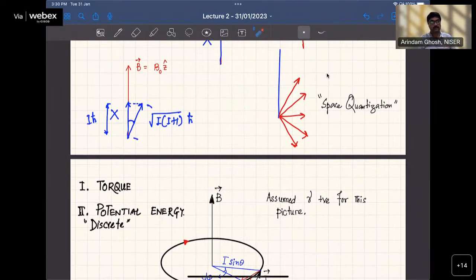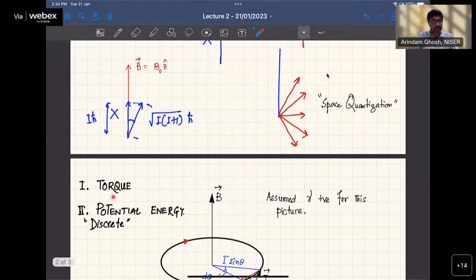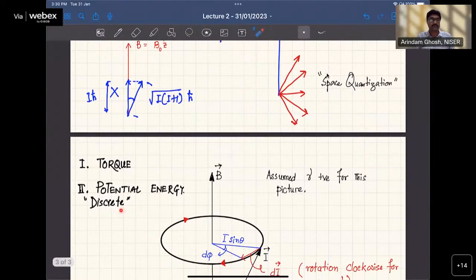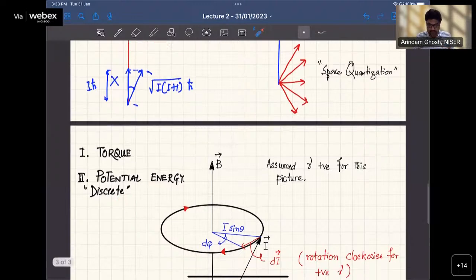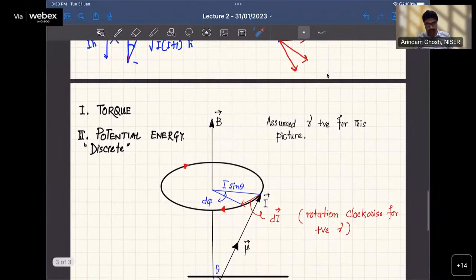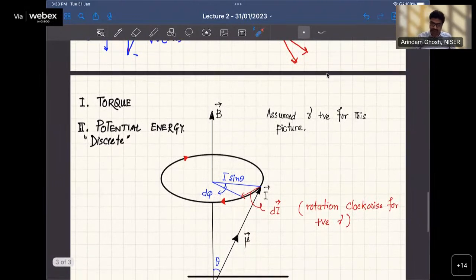This torque is going to give us a very important thing called Larmor precession, which we'll be learning now. It is very important in NMR. And this potential energy discreteness will give us Zeeman splitting, which is also very important for NMR. So let's learn one by one what happens in these two.